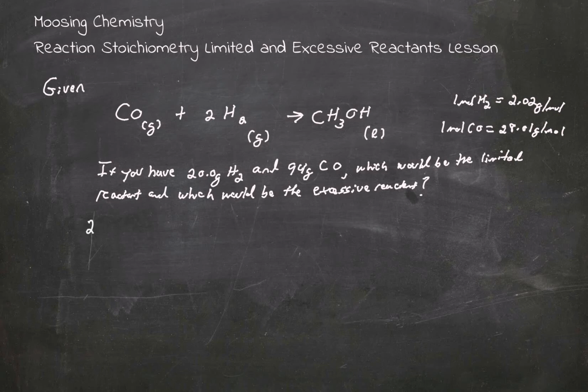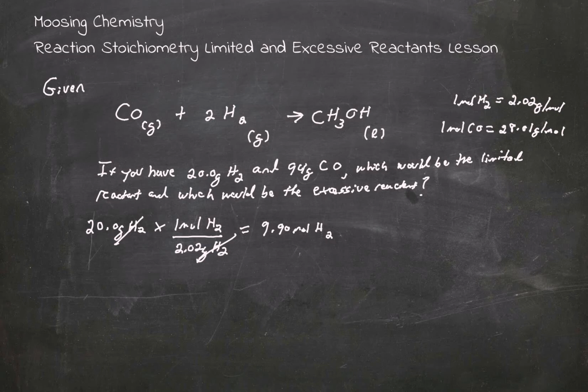So we have 20.0 grams of hydrogen times 1 mole of hydrogen divided by 2.02 grams of hydrogen. So our grams of hydrogen will cancel out, and that gives us an approximation of, say, 20 divided by 2.02. That gives me 9.90 moles of hydrogen. So this is what we have to start with. Okay, so now, that's what we have to begin with.